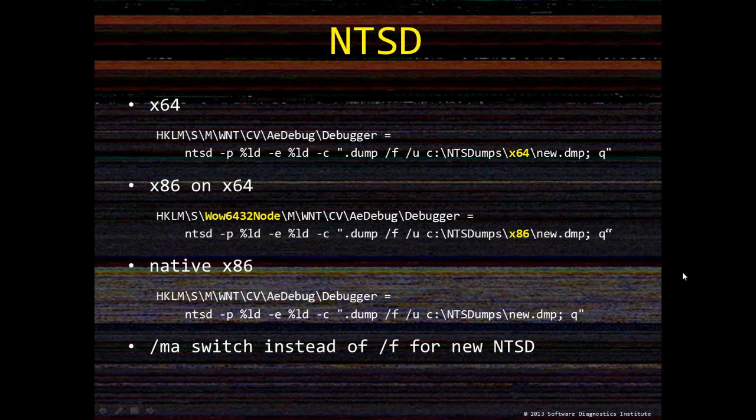attaches to the still existing process, and you can specify what command to run. For example, here we dump process memory and then quit, and then the process disappears. And on old operating systems such as Windows XP or Windows Server 2003, NTSD is present in the Windows System32 folder.